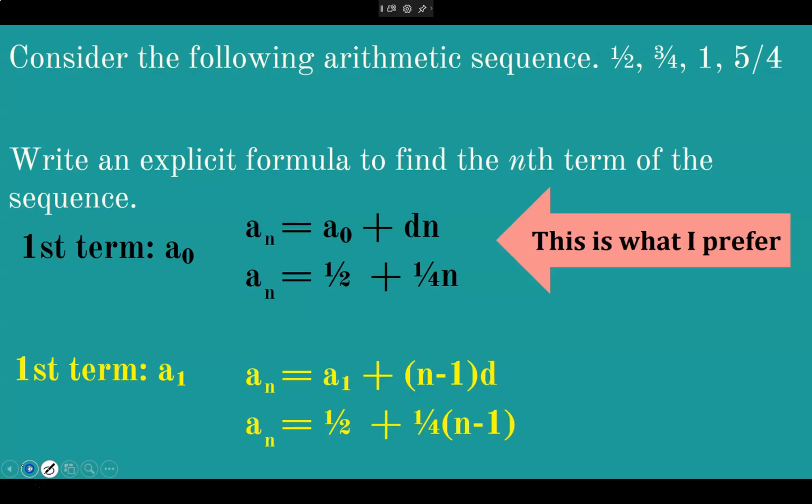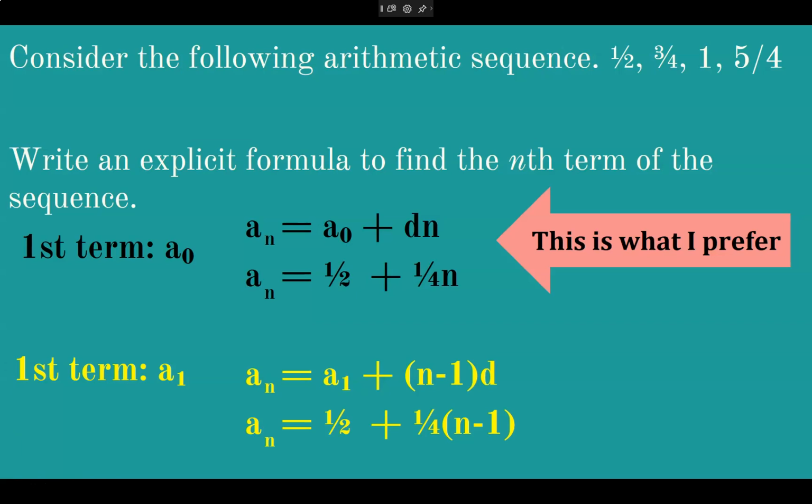All right, let's do an example. Here we have an arithmetic sequence of 1/2, 3/4, 1, and 5/4. It says write an explicit formula to find the nth term of the sequence. Did it tell me to use a sub 1 or a sub 0? No. This question gives us options. We can choose how we want to represent it. Either way, I have to know what my difference is. I know you don't love fractions, which is why we keep using them. How does 1/2 change to 3/4, to 1, to 5/4? We're going to add 1/4.